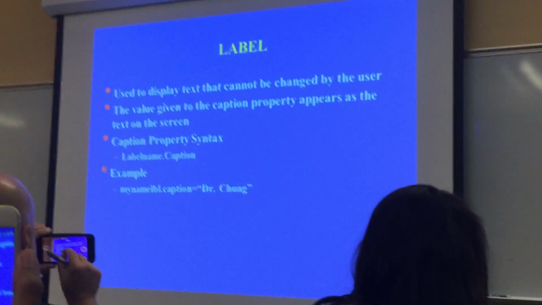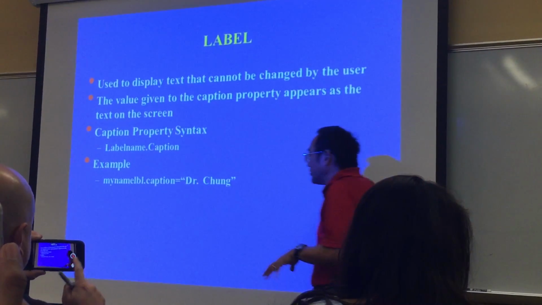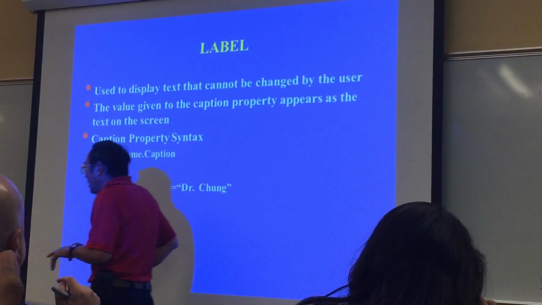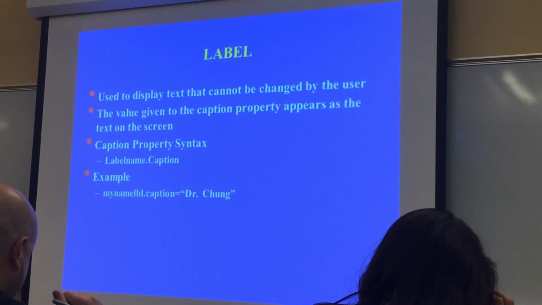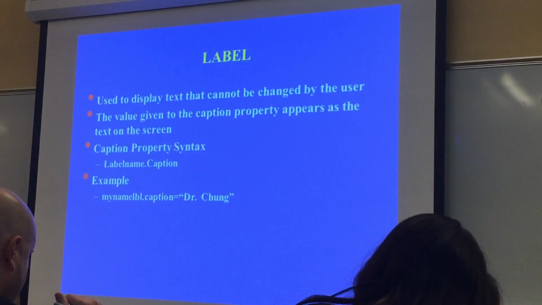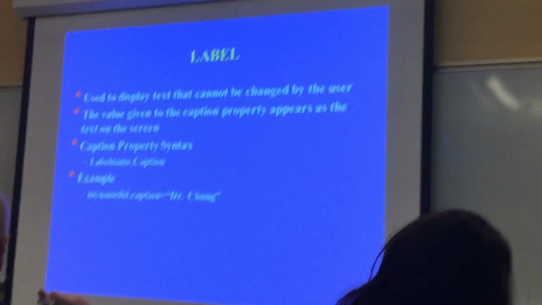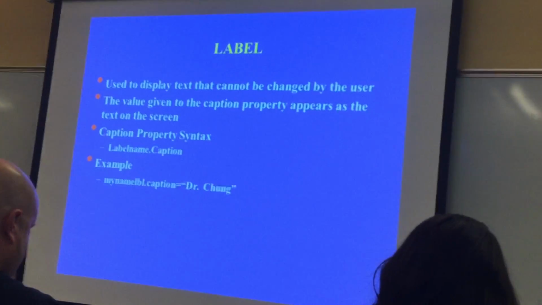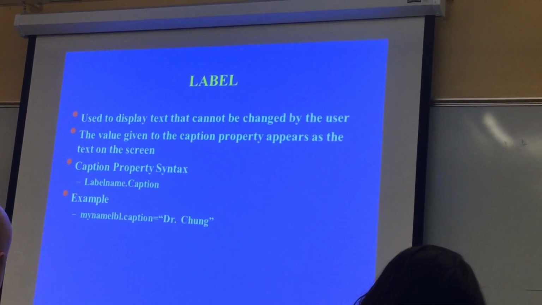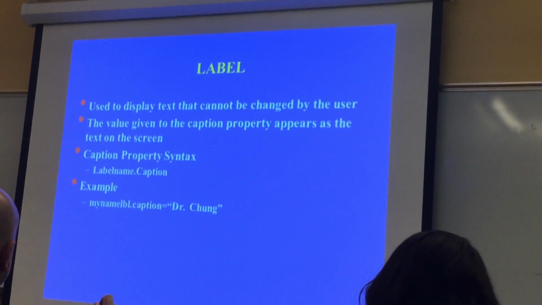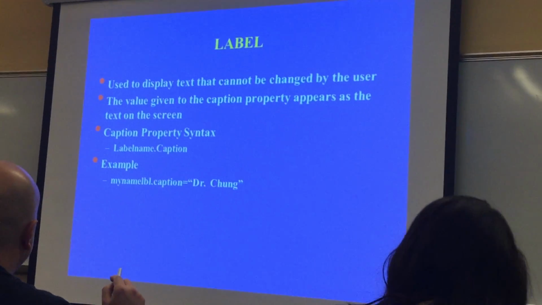Now we're going to look at the label. There are two different types of controls that enable you to display text. Actually, more than two. One of them is the label control, which we're going to talk about today. It is used to display text. It can still be dynamic, but it's going to display text that the user can't change. There's another thing called the text box, and the user can change that, but we're not onto that yet. We're going to do that maybe next week.